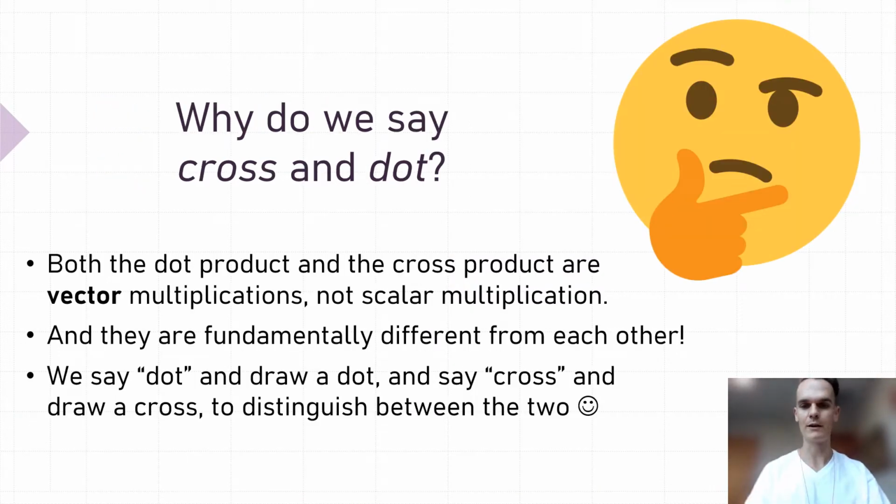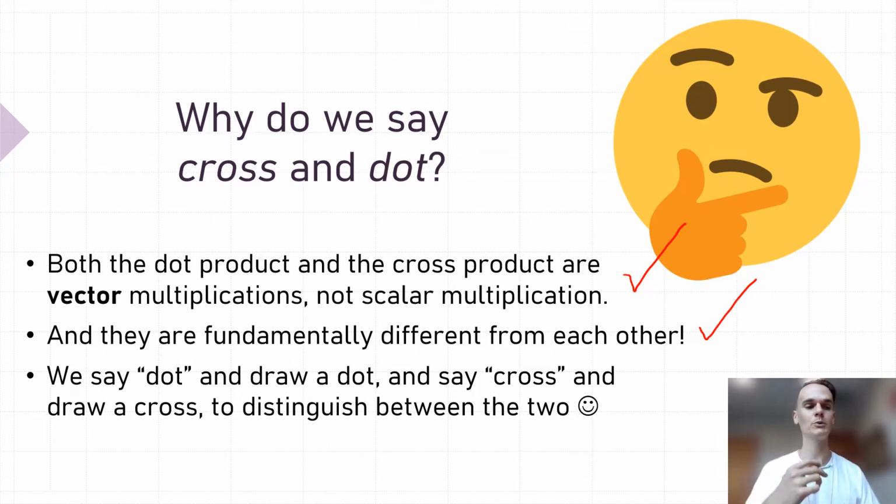We should also talk about notation. So why do we say dot product and why do we say cross product? Well, we've talked about how the dot product and the cross product may share some similarities, like they are both vector multiplication operations, but they are fundamentally different from each other. Remember, the dot product outputs a scalar, and the cross product outputs a completely new vector. So they are different operations that do different things.